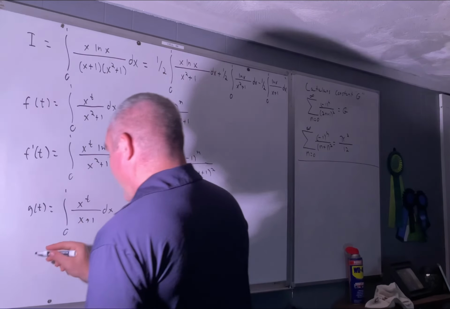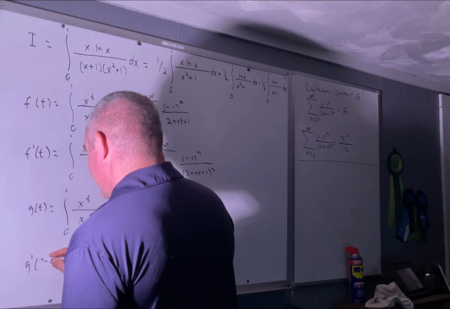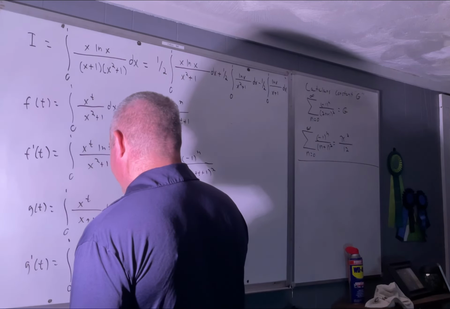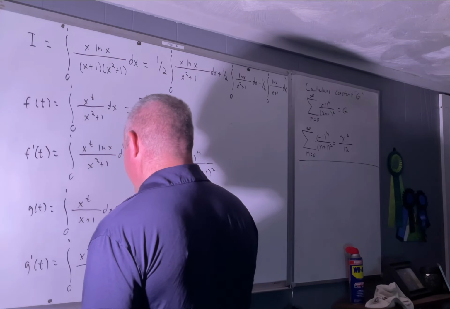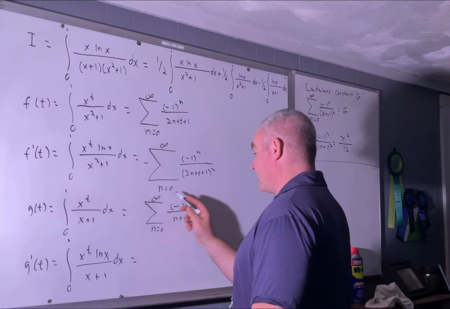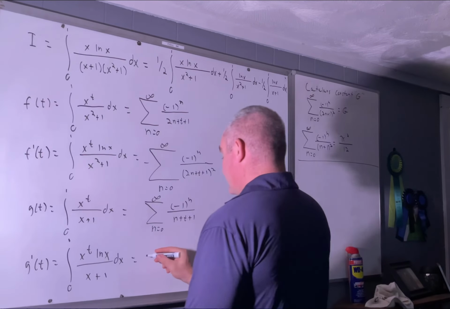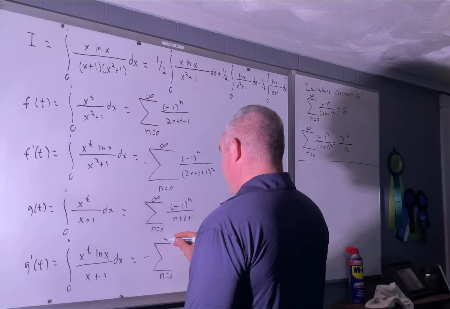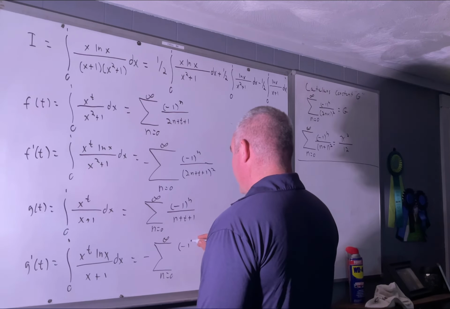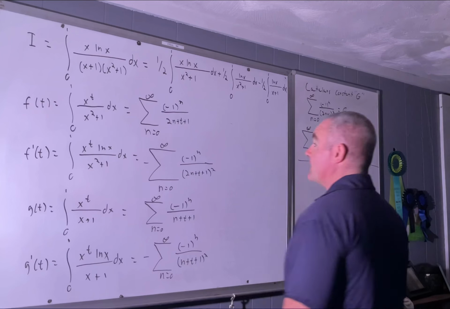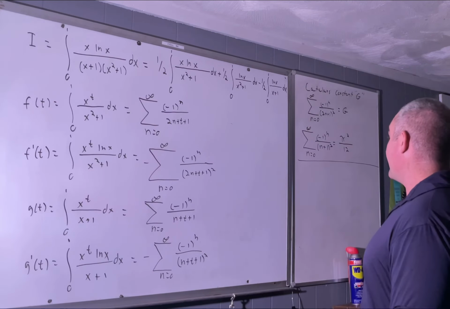And then our g prime of t will be equal to the integral from 0 to 1 of x to the t times the natural log of x over x plus 1 dx, which in turn is going to be equal to the derivative with respect to t of this, which will give us negative sum going from 0 to infinity of -1 to the n over n plus t plus 1 all squared. All right, great. Now we have the pieces.